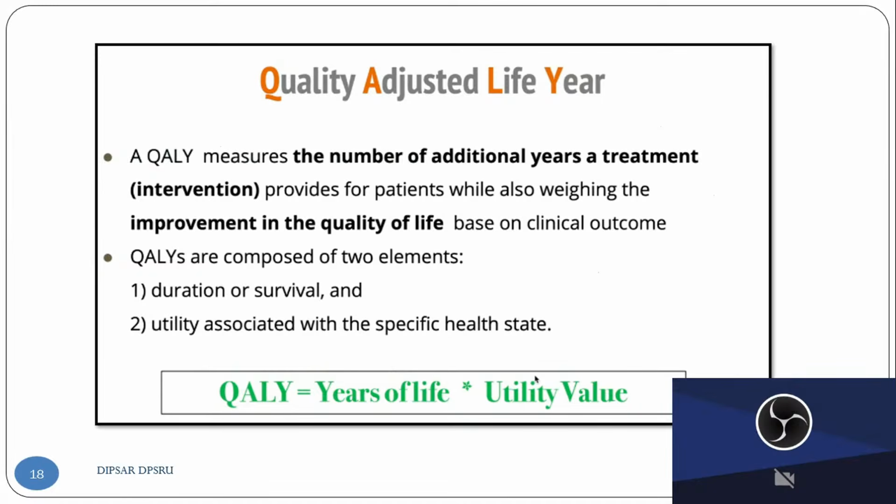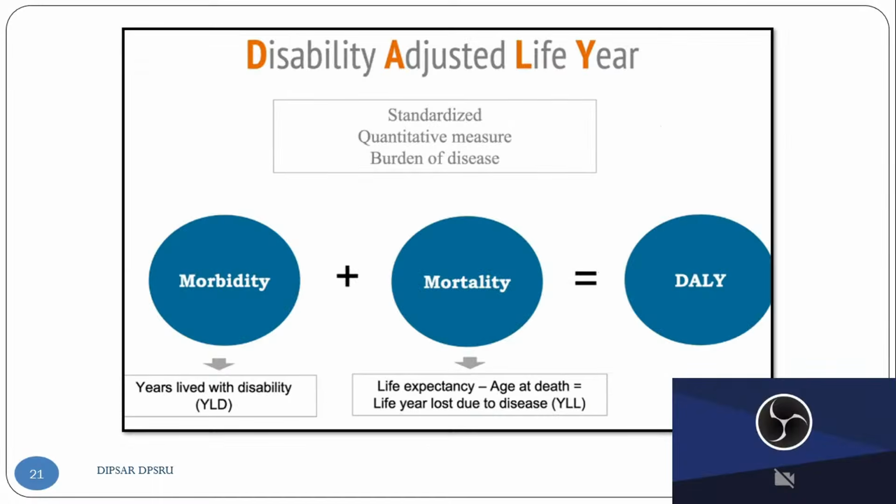Is it hard? This is the formula. QALY is equal to, again you have to remember the formula only, years of life multiplied by utility value. That's it. That is your QALY. Always remember that. Now comes to DALY. This is QALY. Now DALY.